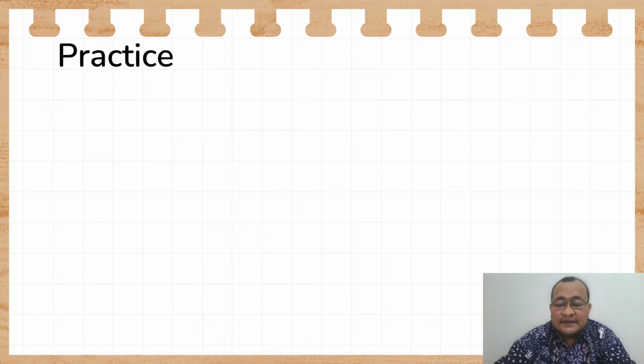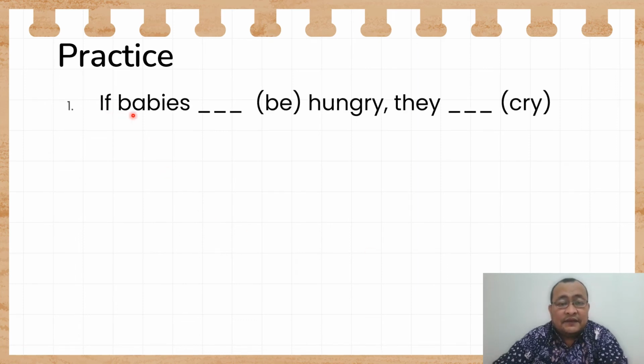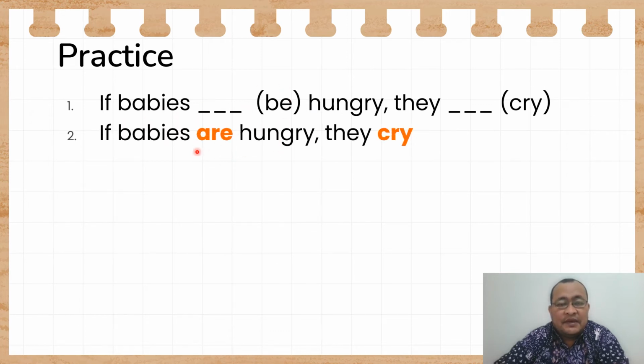All right, let's see next. If babies be hungry, they cry. Babies, the to be for babies is are. If babies are hungry, they cry. Present form in the if clause, present form in the main clause, because this is a general fact, general truth, always happens like that.